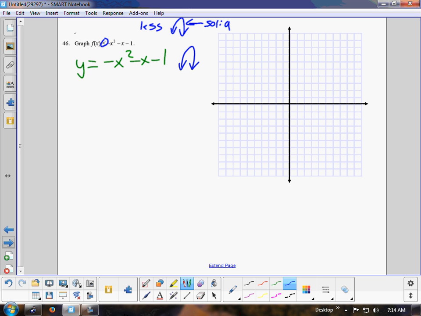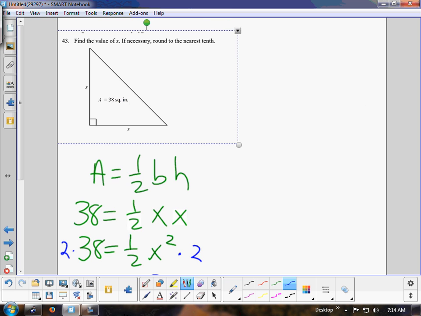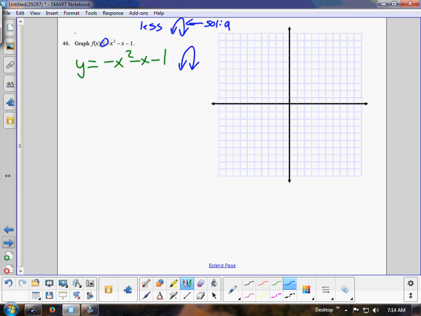Solid because of the greater than or less than or equal to sign, so that makes it solid, that equal to sign, and we're going to shade below, so it's going to be inside the parabola. So, well, I have to graph the parabola.